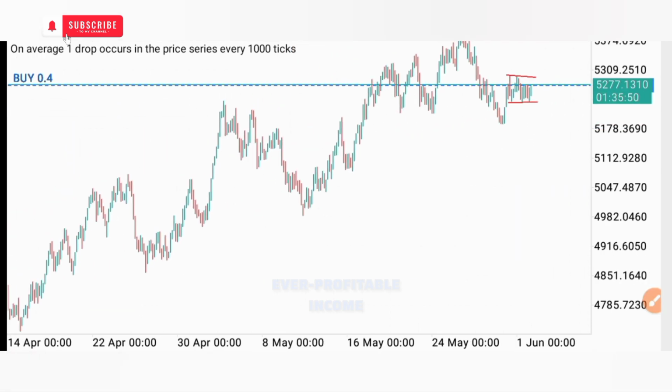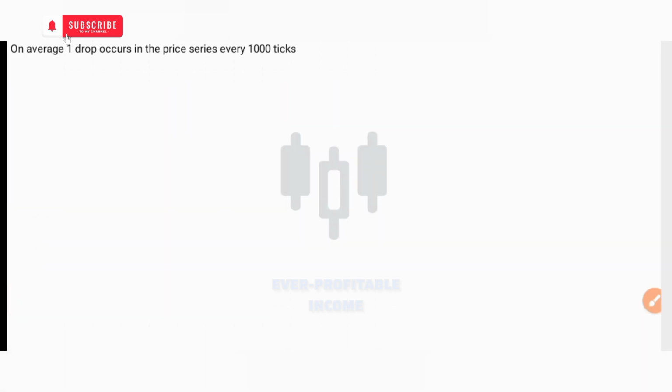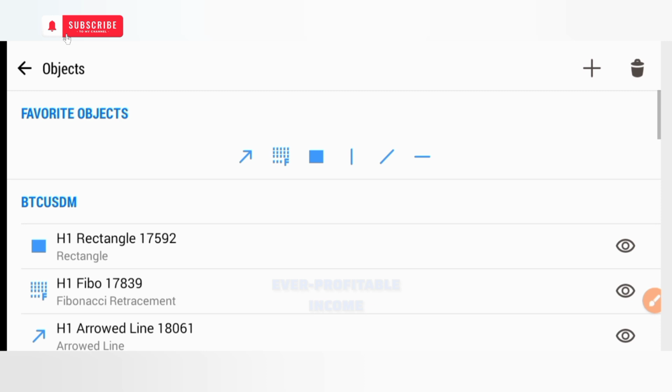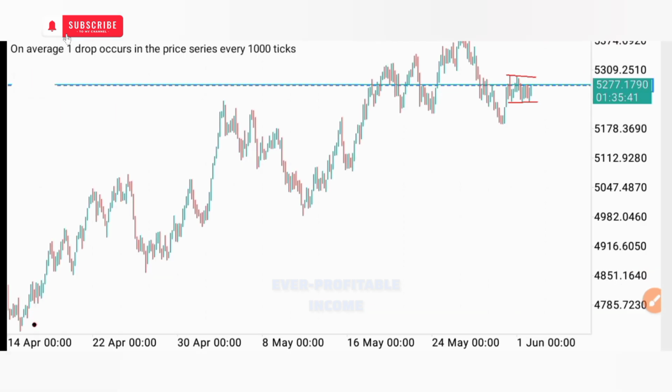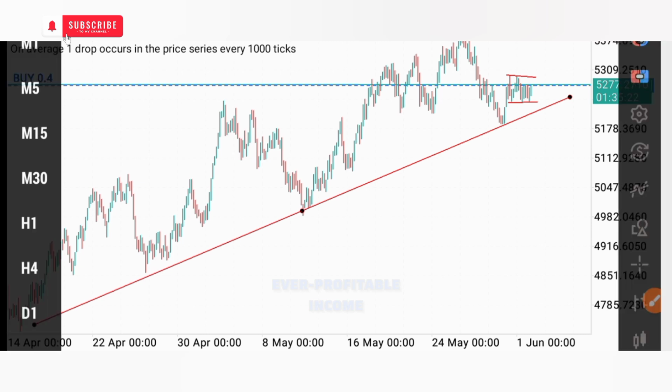So looking at the 4-hour time frame, price is currently trending up. You can confirm that with your trend line. You can see a very sharp slant towards the upside. So price is currently trending up, and in this situation, all you have to do is look out for a buy opportunity.